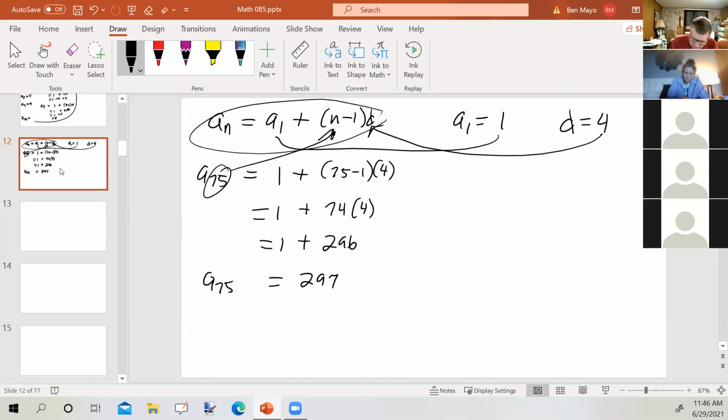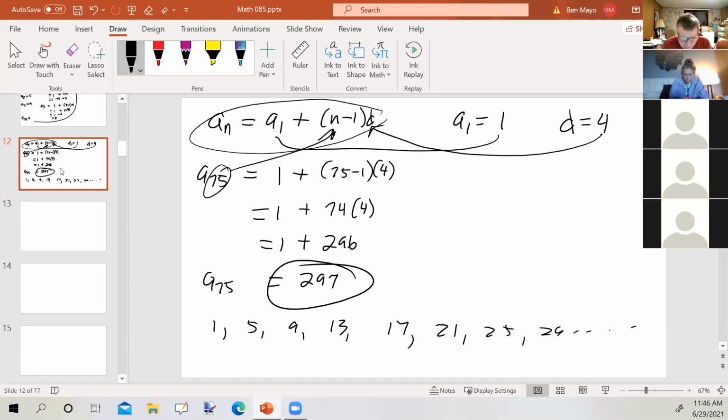So basically, if I'm doing an assignment, I'm doing 1, 5, 9, 13, 17, 21, 25, 29, etc. And I'm supposed to do 75 problems in this humongous assignment. I would stop with problem number 297. That would be the 75th term in that sequence.